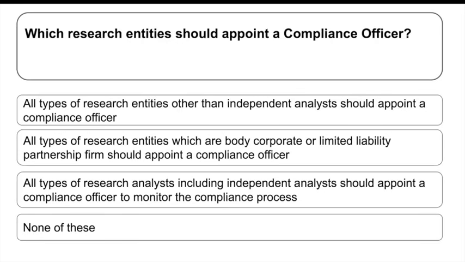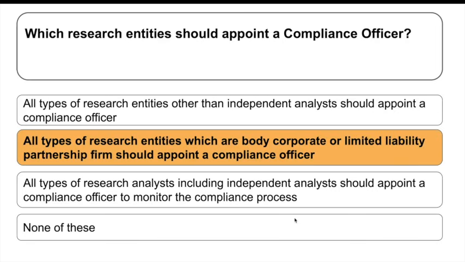Which research entities should appoint a compliance officer? Options are: A. All types of research entities other than independent analysts should appoint a compliance officer. B. All types of research entities which are body corporate or limited liability partnership firm should appoint a compliance officer. Option C. All types of research analysts including independent analysts should appoint a compliance officer to monitor the compliance process. And D. None of the above. So friends, the correct answer to this question is all types of research entities. Doesn't matter if they are limited or partnership, all of them should go for a compliance officer.